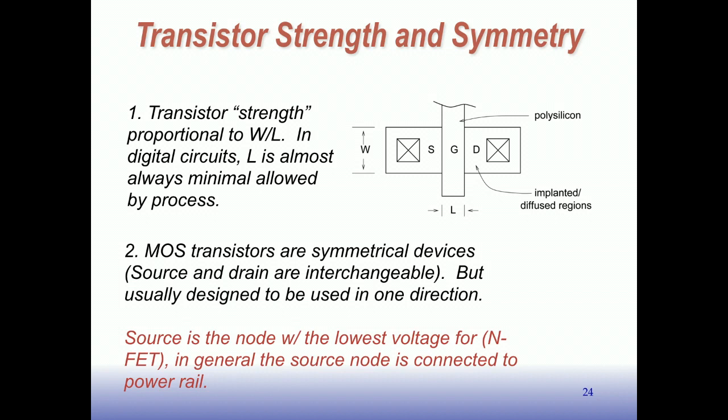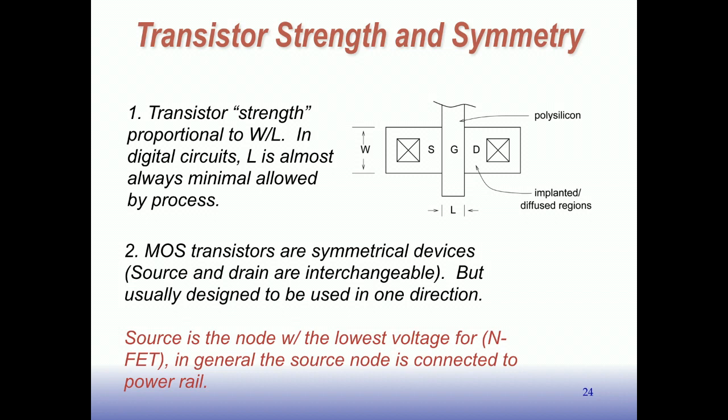And the strength is proportional to the W over L in this picture. Now, in digital circuits, L is almost always going to be the minimum allowed. The reason is, if we want strong transistors, we want to keep L as small as possible, and that will lead to the most strength for a given area. There are design rules that say the minimum L can be. It's roughly 2 times the process resolution. So for a 7 nanometer process, it's going to be something like 14 nanometers here.